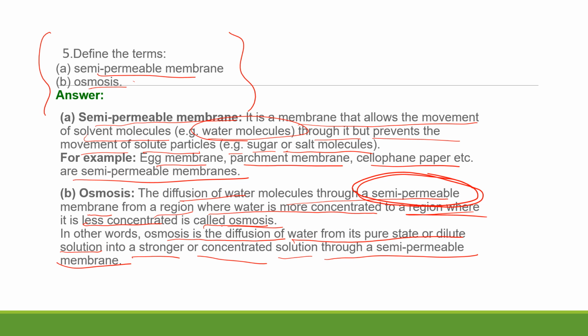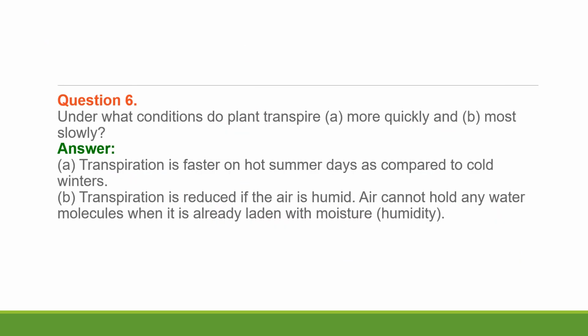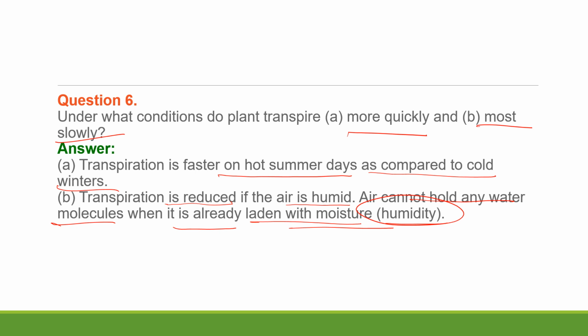Is it clear? I think I have made all the questions and answers very clear for you all. So here, question number 6, under what conditions do these plants transpire more quickly and most slowly? So transpiration is faster on hot summer days as compared to cold winters. Transpiration is less or reduced when the air is humid. Air cannot hold any more water molecules when it is already laden with moisture and humidity, right?